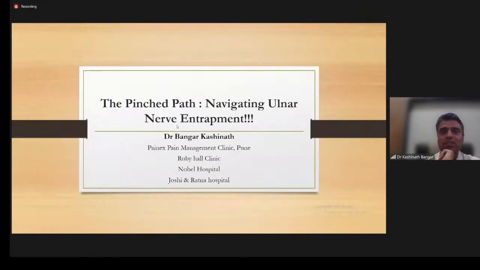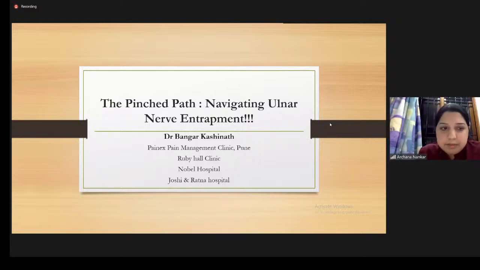The pinched nerve path: navigating nerve entrapment and ulnar nerve entrapment. Is my screen visible? Yes, sir, it's visible. Okay, fine. Thank you.